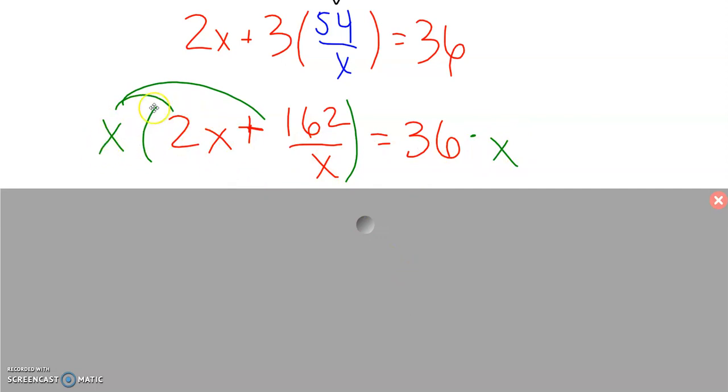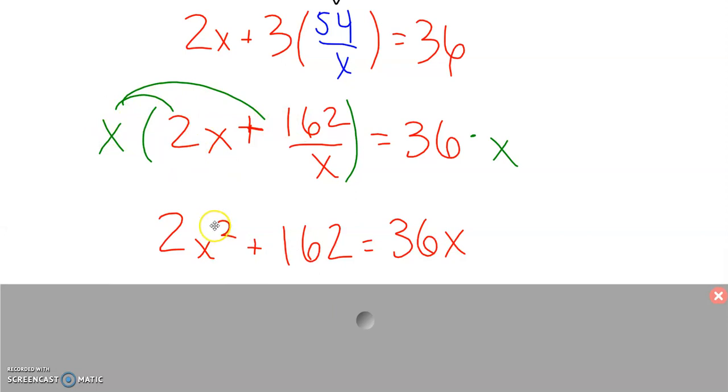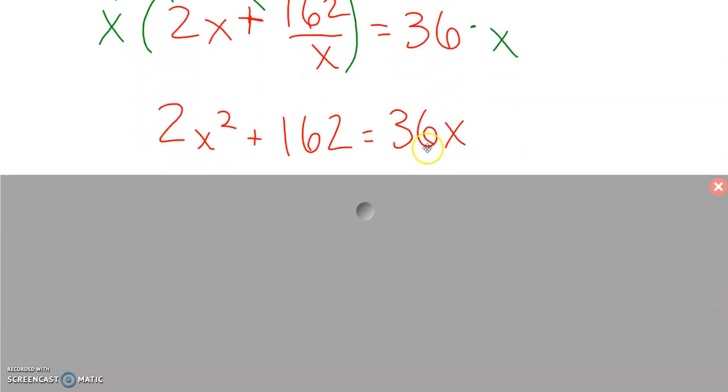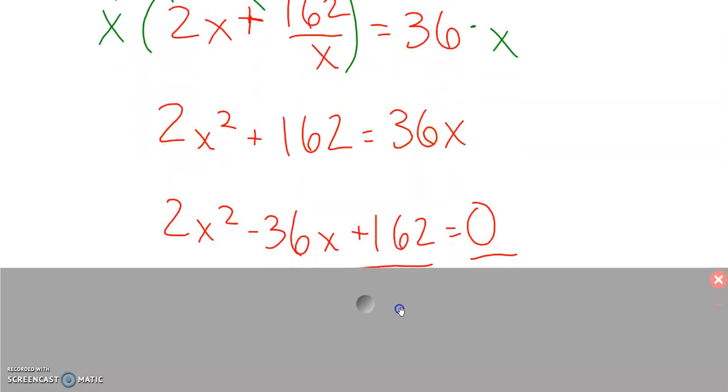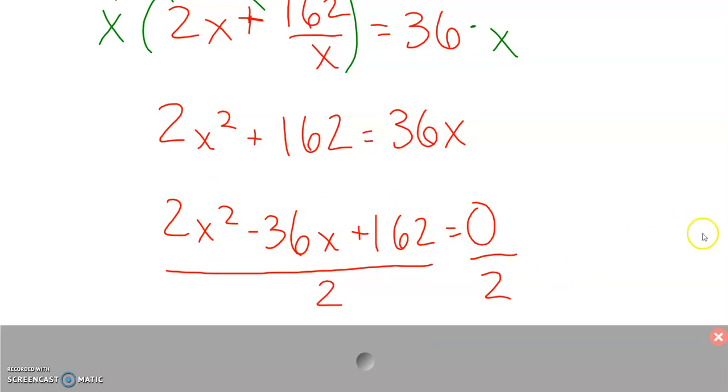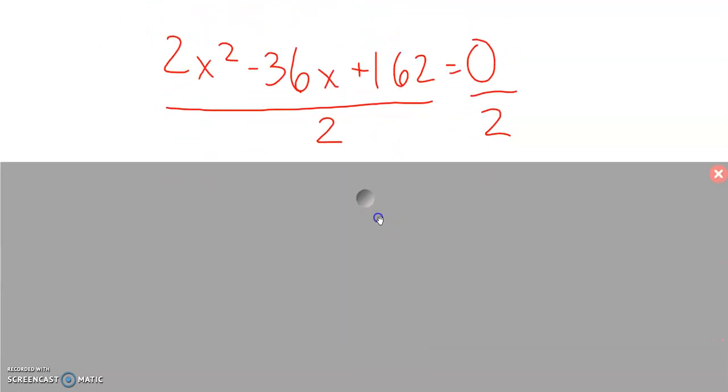When I do that, I need to distribute over here, and I get 2x squared. When I do this times x, it cancels with the x on the bottom, and I'm just left with 162. And then don't forget to also multiply the right side. I get 36x. And now you'll see I have a quadratic to solve. I subtract 36x to get it equal to 0. Everything's divisible by 2. That's a common factor, so I'm going to divide everything by 2 to make it easier.